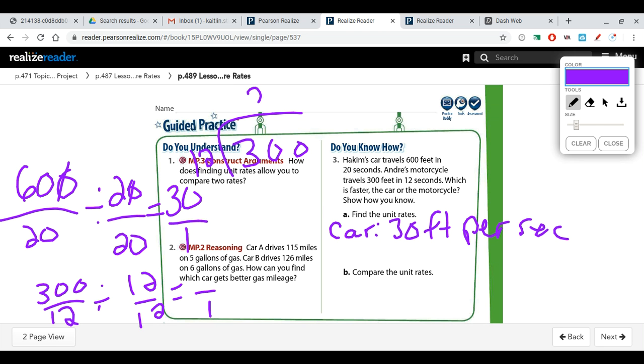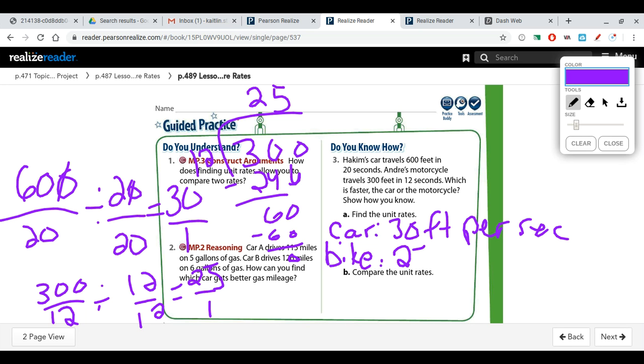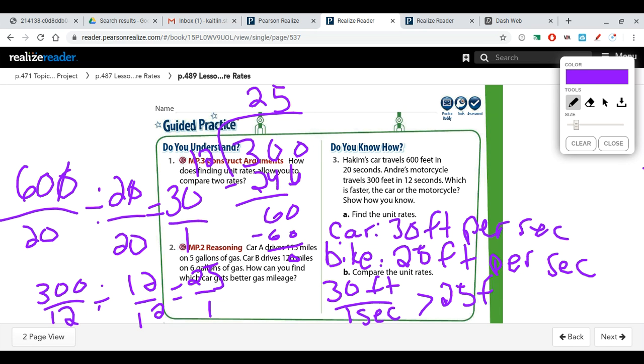12 goes into 30 twice. That's 24. Subtract, I have 6 left over. Bring down my 0. 12 goes into 60 5 times. So my rate is going to be 25 feet per second. So the bike is 25 feet per second. So I found my unit rates, and now I'm going to compare. 30 feet per 1 second is greater than 25 feet per 1 second.